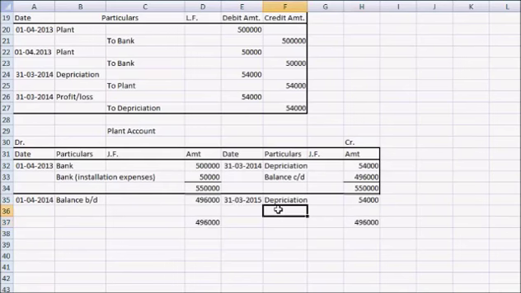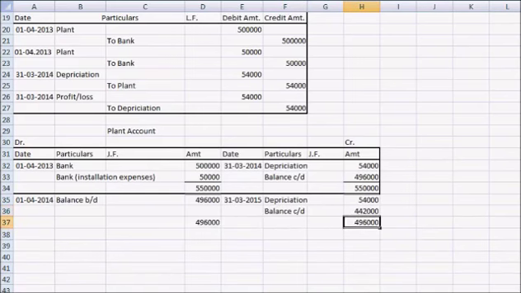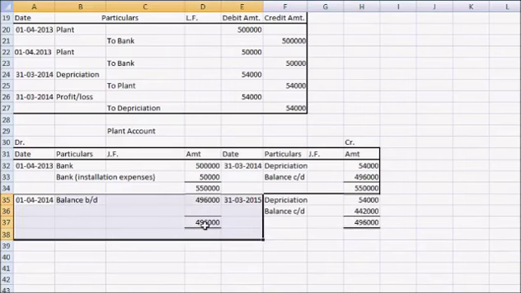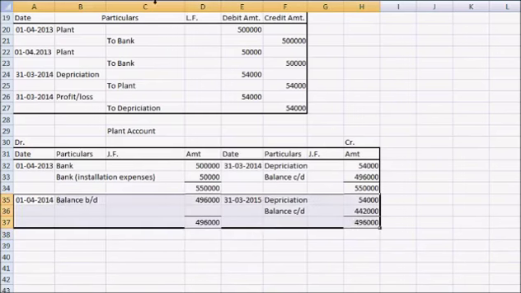So we'll have to balance the ledger again. So the amount here would be, okay, so this is the balancing amount. You can cross check it. So this is for the next year. Similarly, you can prepare for the third year also.